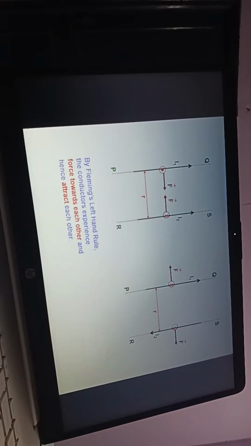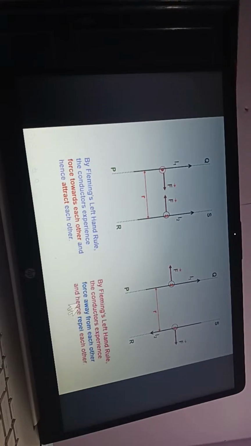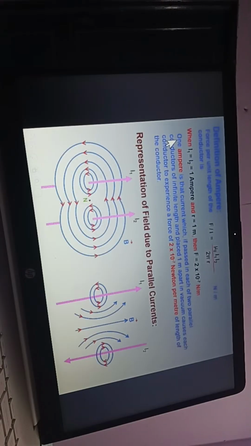Ampere's circuital law. This is attraction. This is repulsion. Okay, Ampere's law, once again you read clearly. One, you read yourself. Yes, sir. 1 ampere is that current which, if passed through two parallel conductors of infinite length and placed 1 meter apart in vacuum, causes each conductor to experience a force of 2 into 10 to the power minus 7 newton per meter of length of the conductor.